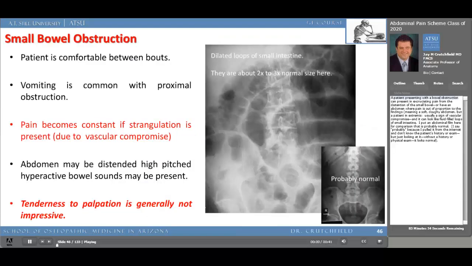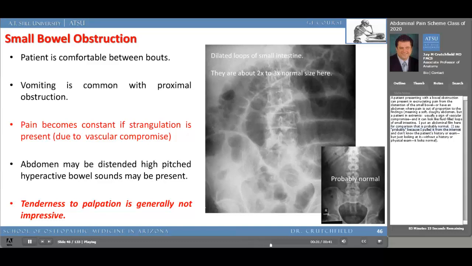I put an abdominal film here for comparison that is probably normal. I say probably because I pulled it from the internet and don't know the patient's history or the exam, but just looking at it without a history or physical exam, it looks normal. The following slide shows infarcted intestines, and they were likely the result of an acute arterial event. You can also see acute venous events, such as acute mesenteric venous thrombosis.